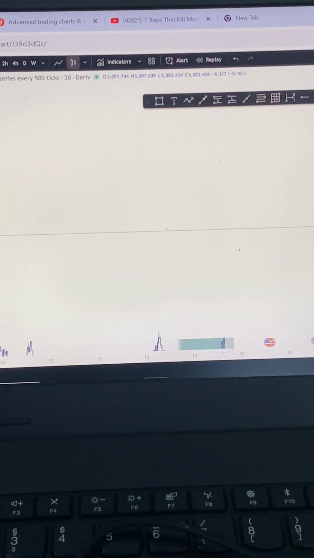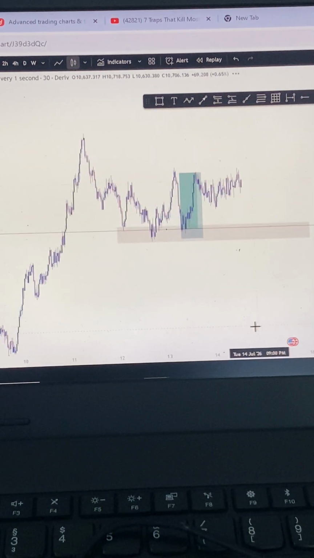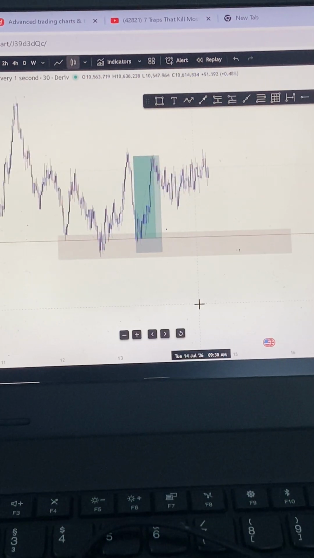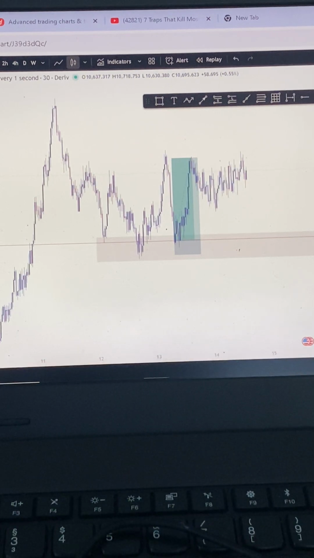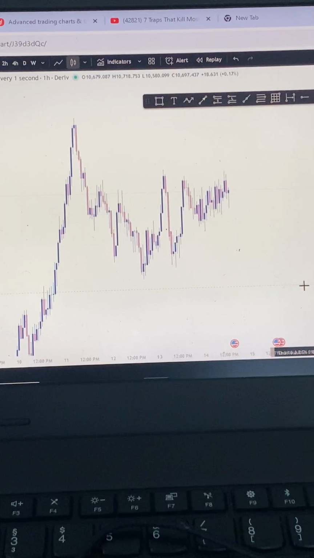Let me use this 90 first as an example. So I entered this trade yesterday. Let me cancel and see, and let's look at the 1 hour. If you look at it, the market has been creating a series of lower lows. You can see this was the last low that was taken.